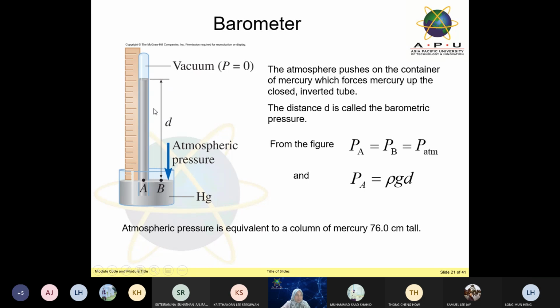So the distance is until the surface only, not until the bottom here. From the vacuum surface to the surface here, that is the distance called barometric pressure. From the figure, PA equal to PB. So the pressure inside the tube here is equal to the pressure outside at the same level, equal to PATM. And PA equal to rho GD. The formula rho GD was also already used before.